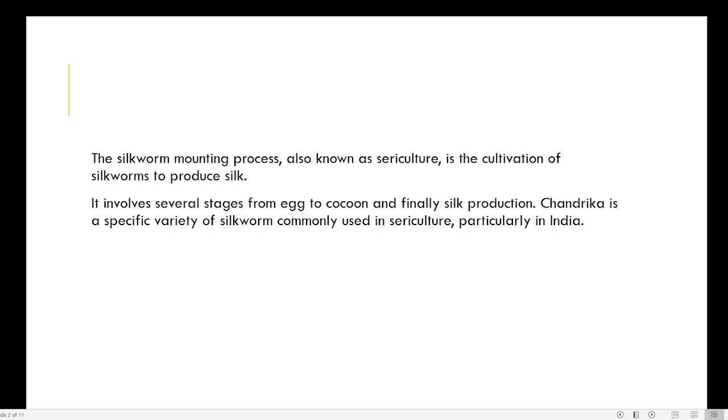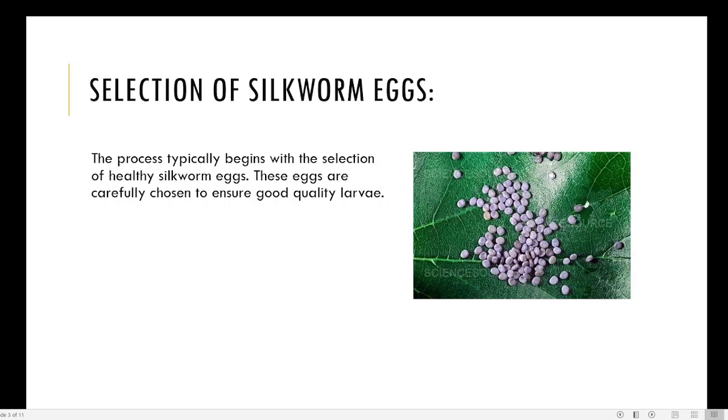Now, Chandrika is a specific variety of silkworm, actually used in sericulture mainly in India. That is the idea given in the text. Now, here you can see the various stages which are involved in silkworm mounding. Firstly, we have to select the right type of eggs. So here you can see a picture of the eggs of silkworm. We have to select only healthy eggs.